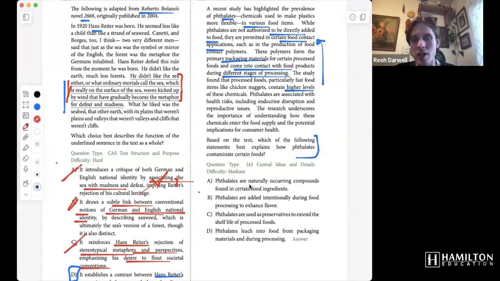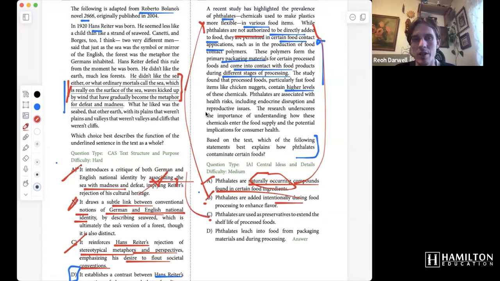Are phthalates naturally occurring compounds found in certain food ingredients? Nowhere says that they are naturally occurring, right? They're actually chemicals used to make plastics more flexible. So A is wrong on that basis. B, are they added intentionally to food processing? Well, we are seeing that they are not authorized to be directly added, so B can't be right either.